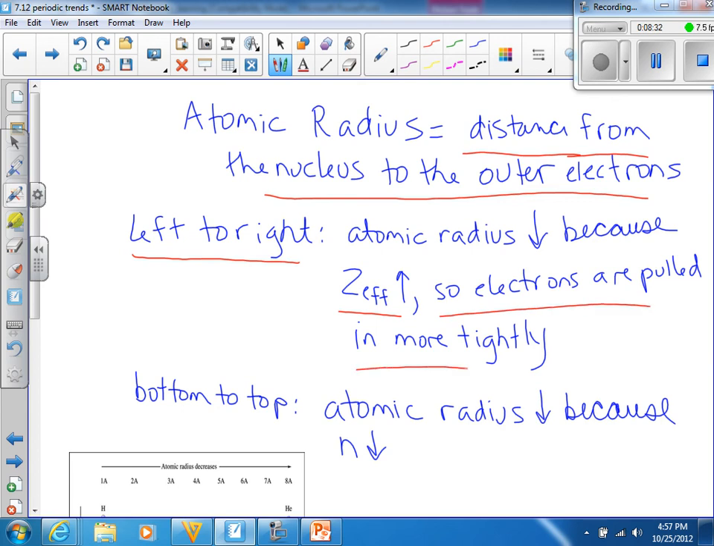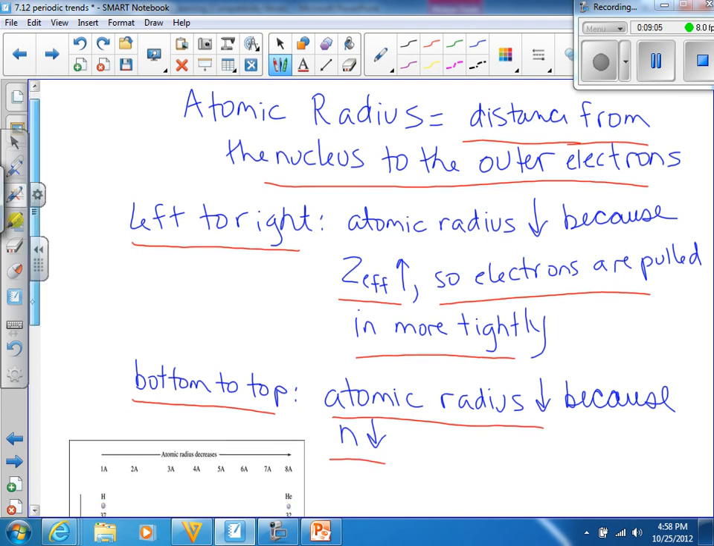You have more protons as you go left to right. And as you add more protons, you're not adding any core electrons. So there's no extra electrons shielding the outer electrons. You have more protons, the effective nuclear charge is going up, and it pulls in those outer electrons more tightly. When we go from the bottom to the top of the periodic table, the atomic radius decreases because the number of shells is decreasing. So as shells decrease, the size of the atoms gets smaller.